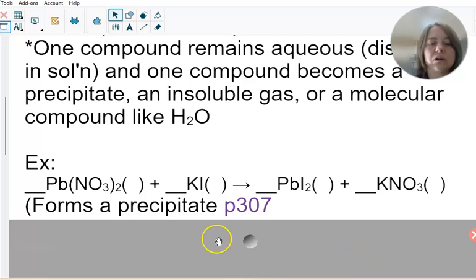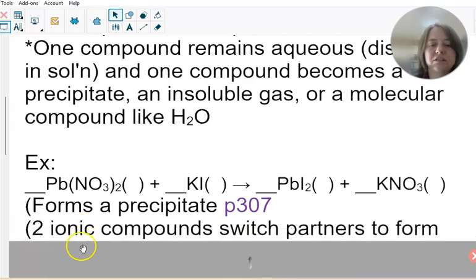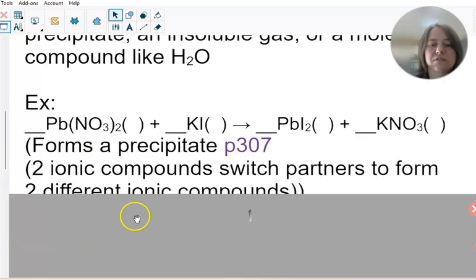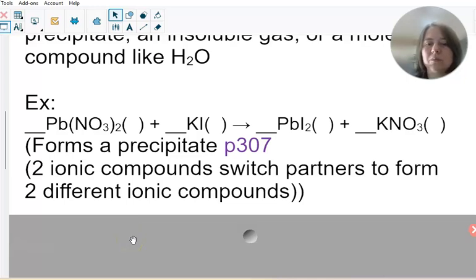All right, so we have lead 2 nitrate reacts with potassium iodide to form lead 2 iodide and potassium nitrate. So it's going to form a precipitate, and there's a picture of it on page 307, and we see that our 2 ionic compounds switch partners to form 2 different ionic compounds. So the lead kicks out the potassium and it becomes lead iodide, and then the potassium comes over here and makes potassium nitrate.